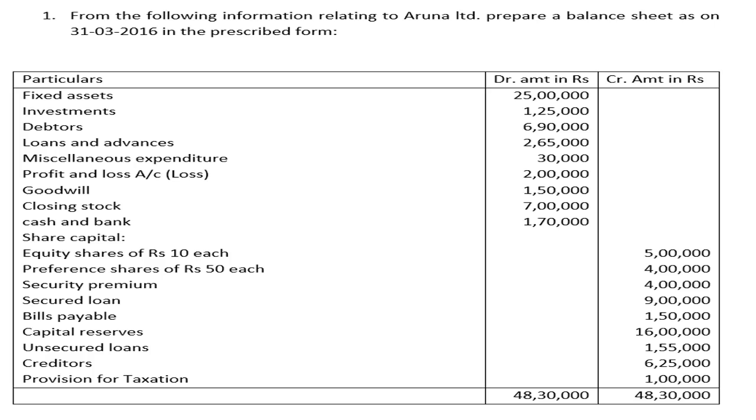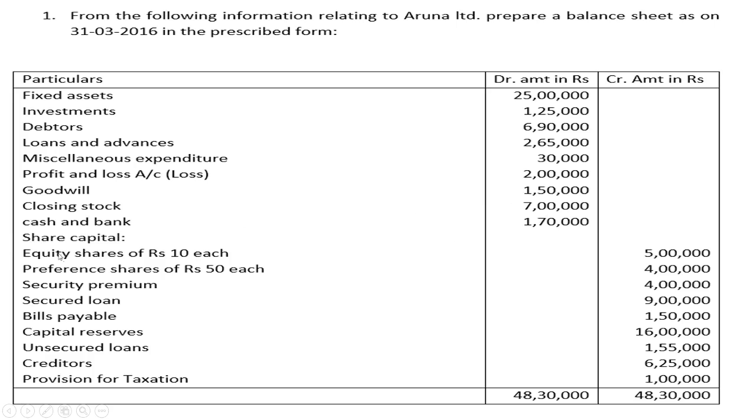From the following information relating to Aruna Limited, prepare a balance sheet as on 31st March 2016 in the prescribed form. The trial balance particulars are: fixed assets 25 lakh, investments 1 lakh 25,000, debtors 6 lakh 90,000, loans and advances 2 lakh 65,000, miscellaneous expenditure 30,000, profit and loss account loss balance 2 lakh, goodwill 1 lakh 50,000, closing stock 7 lakh, cash and bank balance 1 lakh 70,000.